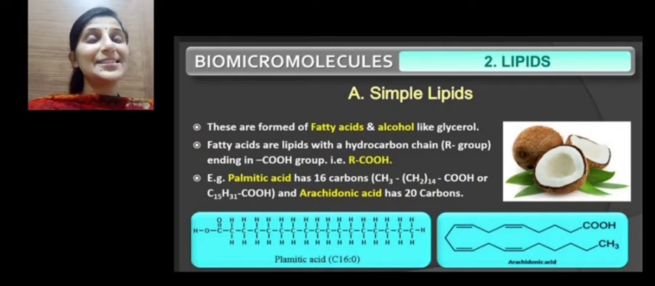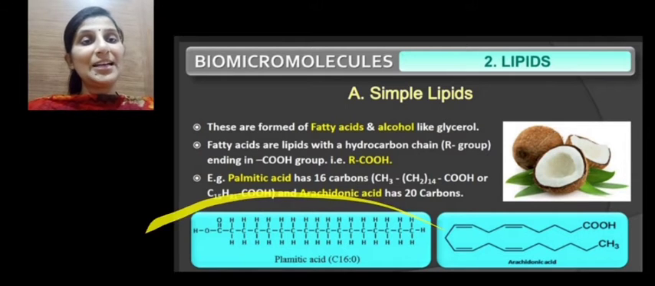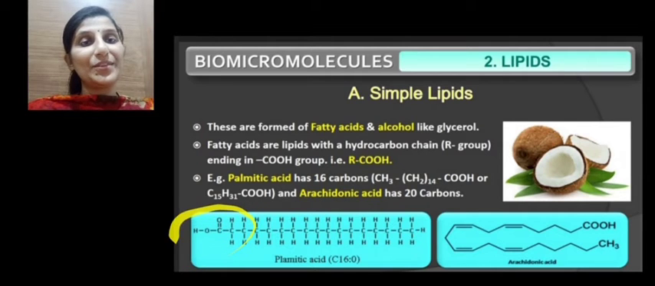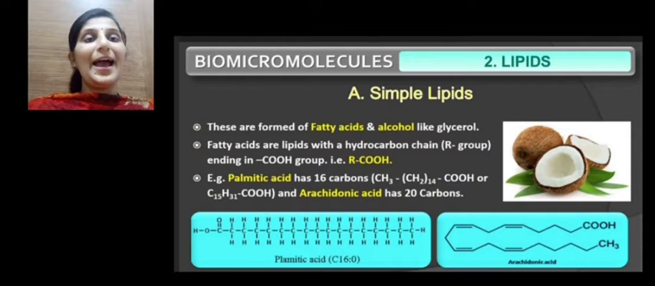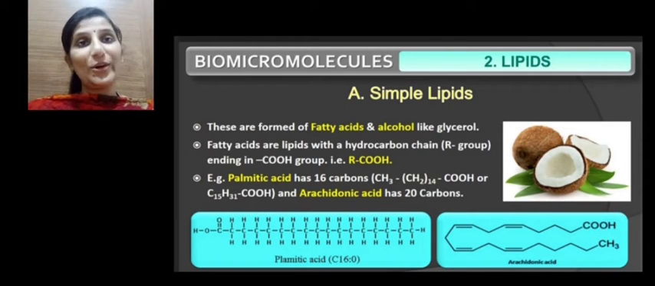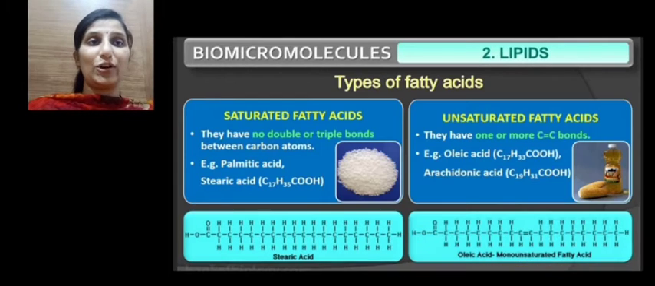R represents a hydrocarbon chain, which is attached to the carboxyl group, that is COOH. An example is palmitic acid, which has 16 carbons. This is the structure of palmitic acid. We can see the hydrocarbon chain, and at its end a carboxyl group. Arachidonic acid has 20 carbons. Again, we can see the R group to which the COOH is attached. So that's about simple lipids, in which the fatty acid is attached to an alcohol like glycerol.